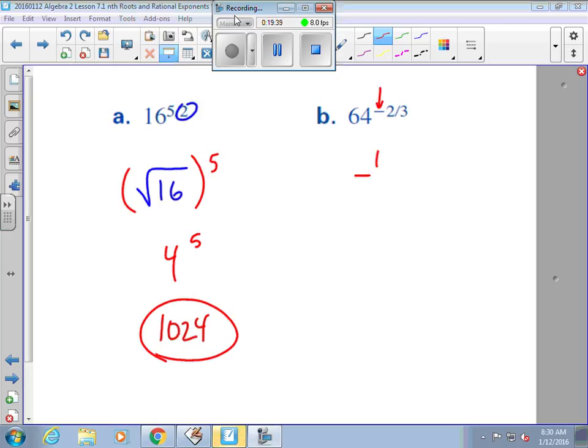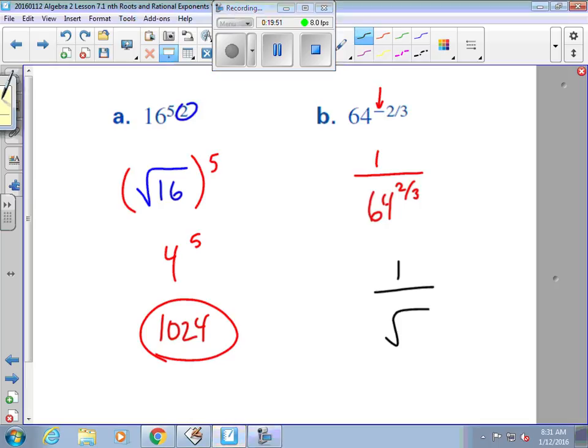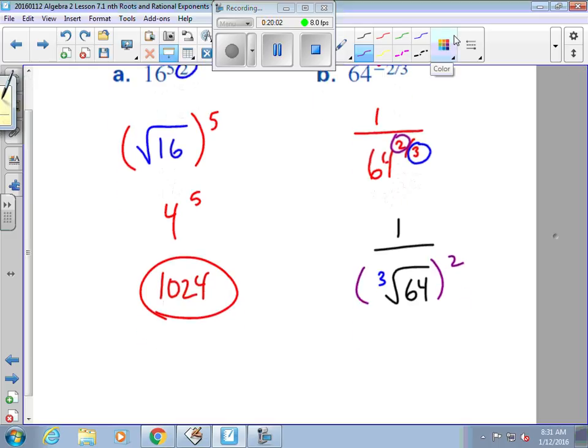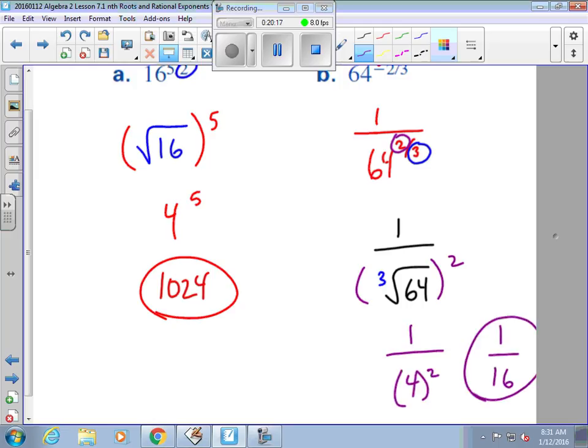It becomes 1 over 64 to the 2/3. That's what has to happen first. I got rid of the negative exponent. Then it's rewritten as 1 over the radical 64. This is the root or the index, and the 2 is what you raise it to after the fact. So 1 over 64, the cube root of that: 4 times itself twice is 16, times itself one more time is 64. So it's 4, and 4 squared is 16, so it's 1 over 16 is what it winds up being. 1 over 16, right there.